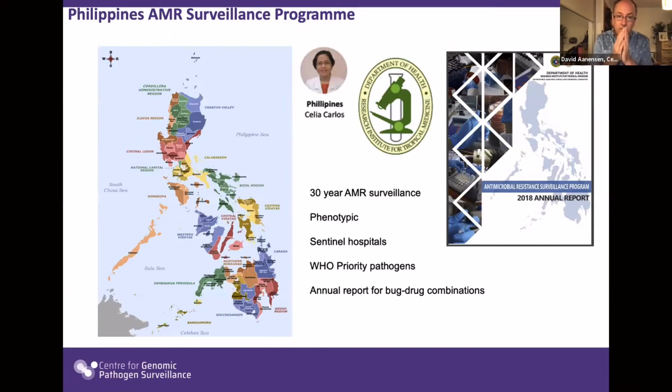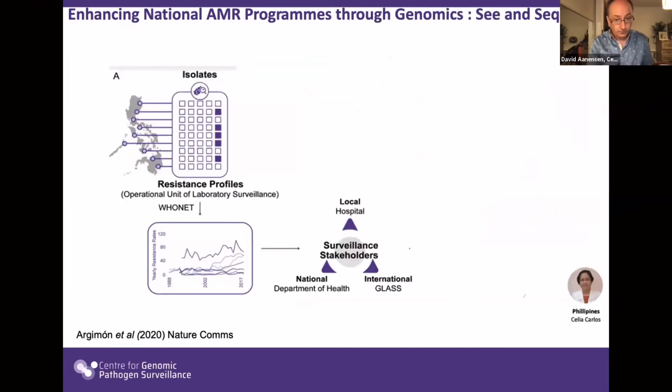This is led by Celia Carlos at the RITM. Celia has run a 30-year AMR surveillance program that consists of phenotypic sentinel sites, sentinel hospitals across the Philippines, who focus on WHO priority pathogens and report on an annual basis the increase or decrease in bug drug resistances for a number of bugs and a number of drugs, which are then reported upwards towards GLASS and the WHO. It's a tremendously successful initiative. Each of the priority sites store their phenotypic information within WHONET, and that is collated together to produce annual reports.